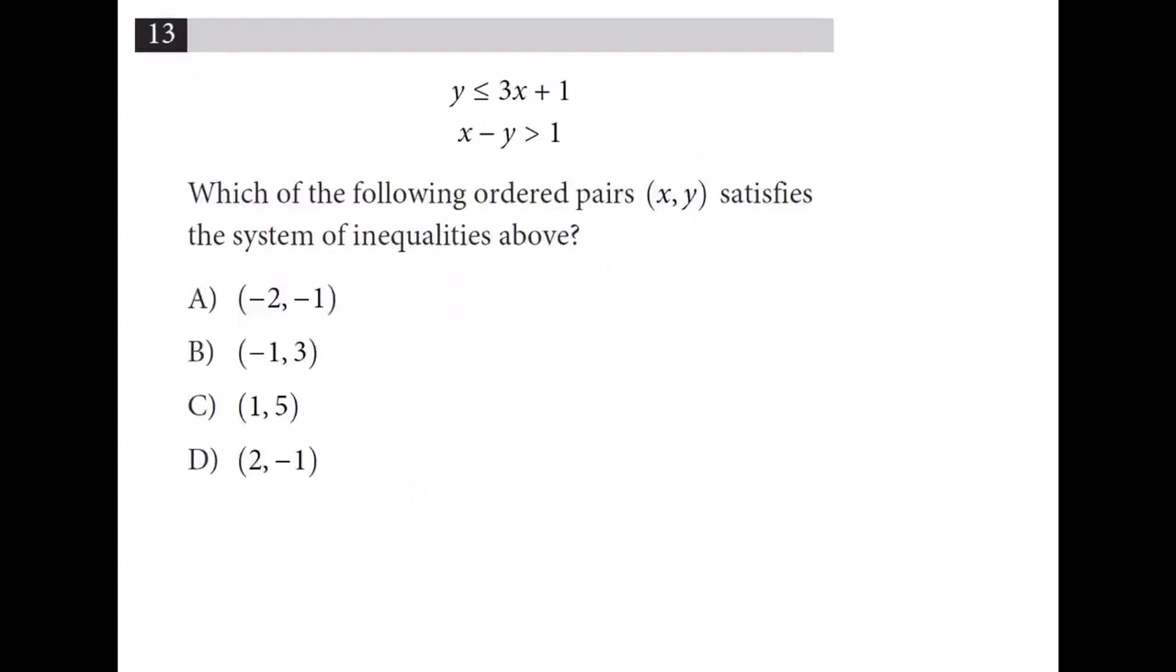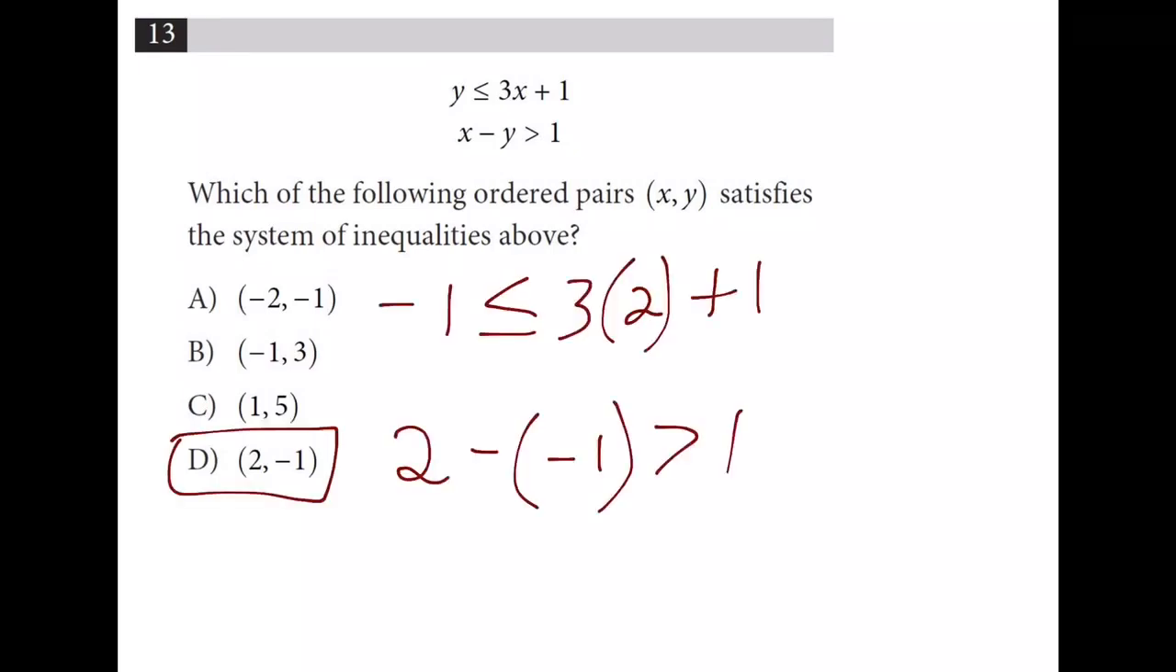13. Which of the following ordered pairs, x, y, satisfies the system of inequalities above? There are two approaches to solving this problem, the first of which is just to guess and check, to try to plug in each of these 4 coordinates into both inequalities and see which one is true for both inequalities. It's time-consuming, but it does work.